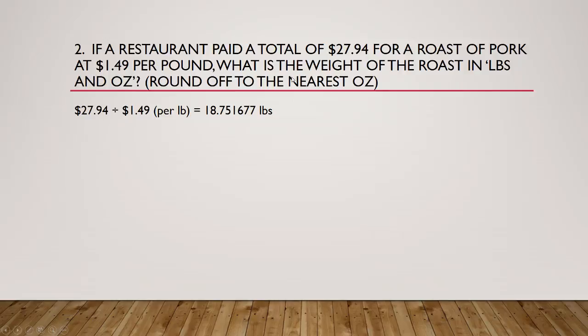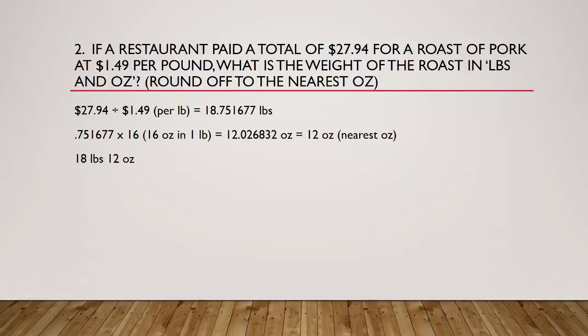We need to round this off to the nearest ounce. So we have to take our 0.751677 pounds and multiply it by 16 ounces to a pound, and we get 12.026832 ounces. And if we round that off to the nearest ounce, we end up with 12 ounces. Let's put them together. 18 whole pounds and 12 ounces rounded off to the nearest ounce.